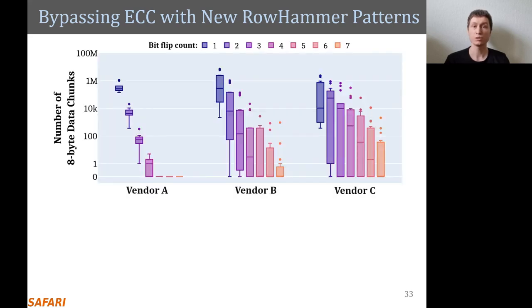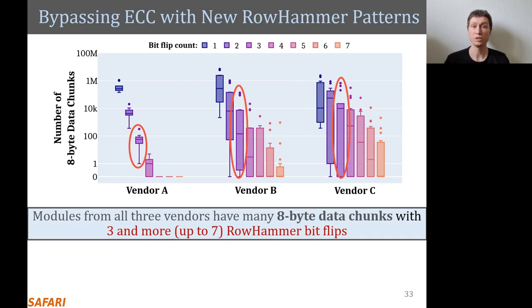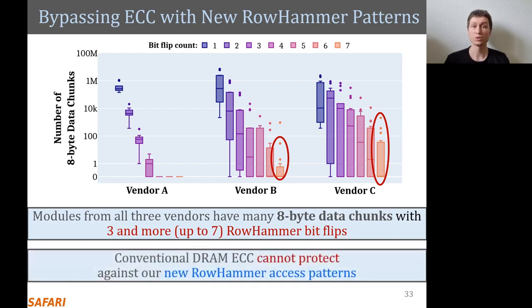This plot shows, individually for each DRAM vendor, the distribution of 8-byte data chunks that have 1 to 7 RowHammer bit flips. The y-axis is in log scale. The majority of the 8-byte data chunks are those that have only a single RowHammer bit flip, which can be corrected using typical SECDED ECC. However, our RowHammer access patterns can cause at least 3 bit flips in modules of all 3 vendors. Further, we see up to 7 bit flips in many data words, which the SECDED ECC cannot correct or detect. We conclude that conventional DRAM ECC cannot protect against our new RowHammer access patterns.